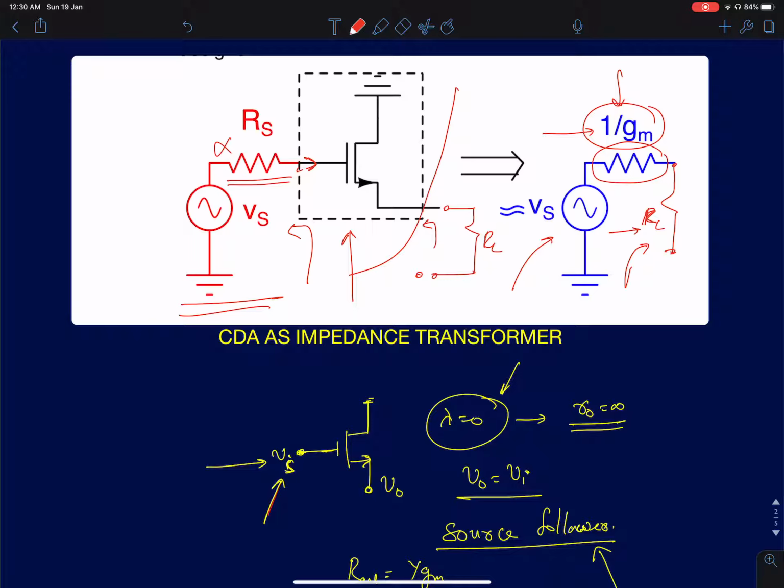Okay, so this is one very important application of a common drain configuration. It doesn't give you any voltage gain, but it transforms the impedance of the input source. Okay, so which means it takes a voltage at a different impedance and actually provides it to a load at a different impedance, at a lower impedance.